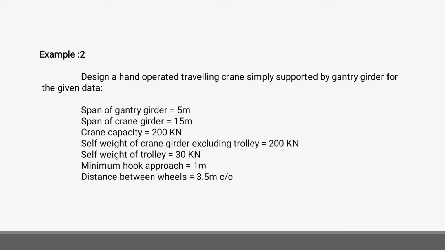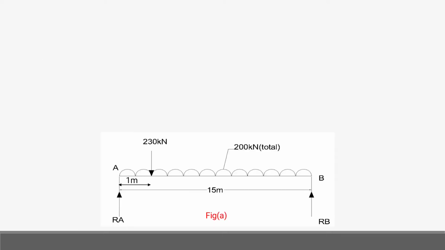Then the distance between the wheels, because the wheels means the vehicle, the distance between the two wheels is 3.5 meter from center to center distance. Then self weight of the rails is equal to 0.3 kilonewton per meter.